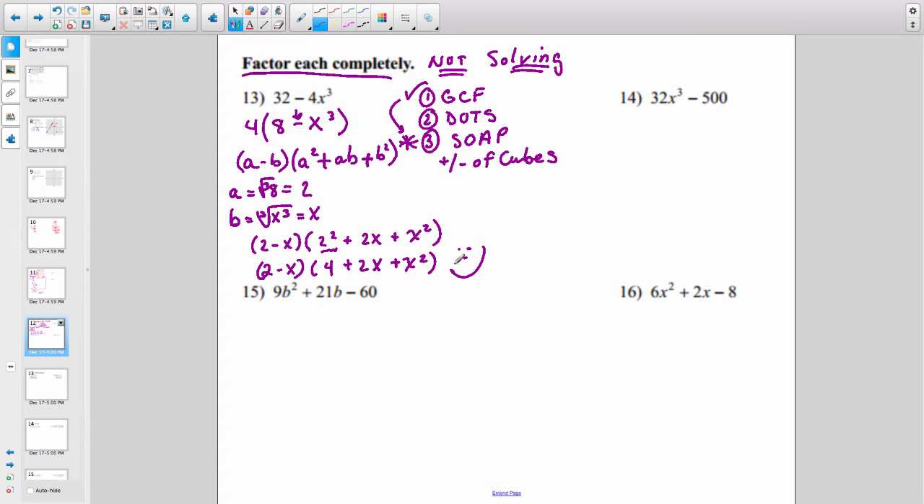Okay, number 15. Just like 13, GCF first, if possible. And yeah, we can GCF out of 3. And this is what we'd get.